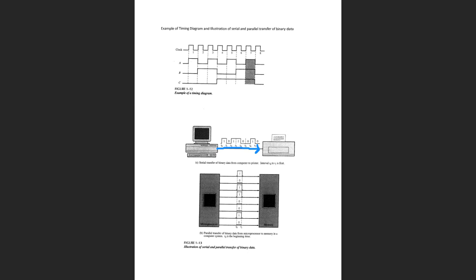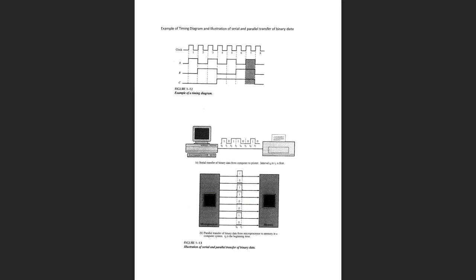Now, it's a little hard to see this, but I have over here a microprocessor on the left, and I have memory. And so maybe I'm working on some bits in the microprocessor. When I'm done, the microprocessor wants to move the bits from the microprocessor over to the memory so we can store it.